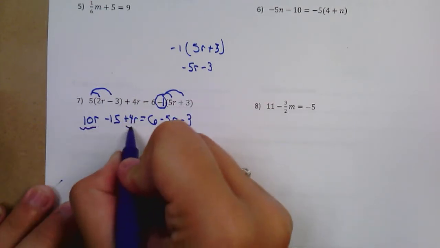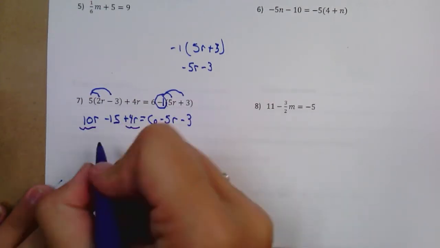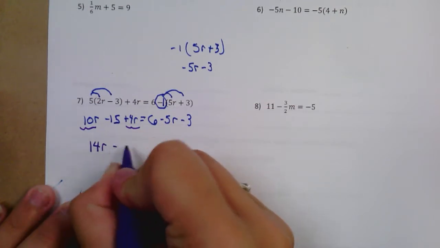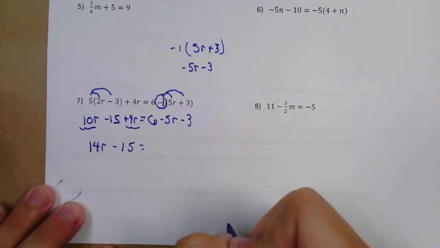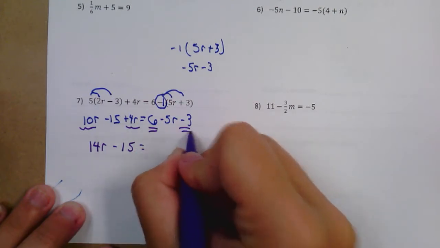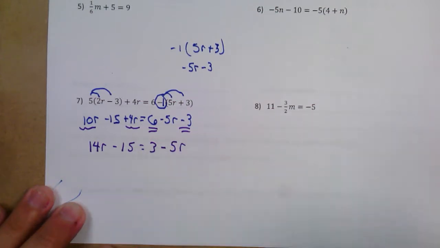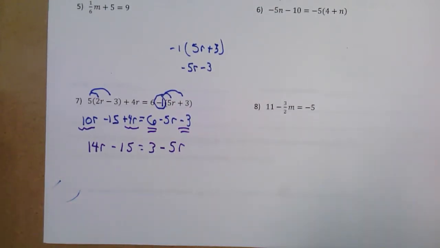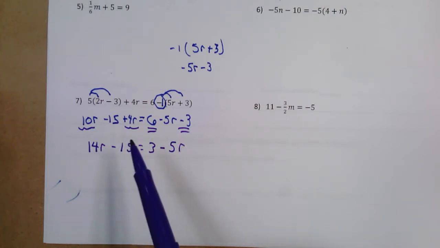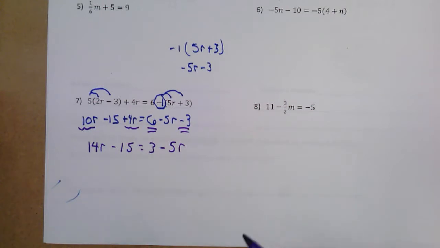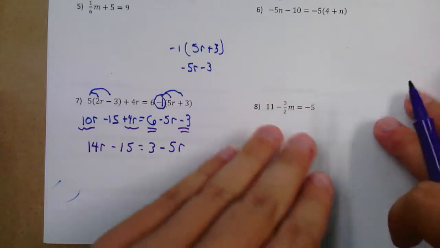So if I look on just the left side, I see that these two can be combined to become 14r, and then the 15 is all by himself. On the other side, I can see that I have a 6 and a negative 3. If I combine those, that's going to give me 3, and then I'm still going to have that minus 5r. Now at this point, it's just a matter of bringing the r's over to the same side. Doesn't matter left or right. In this case, I'd probably bring the r over to the left-hand side, and then take this 15 and bring it over to the right-hand side. But that's your preference.